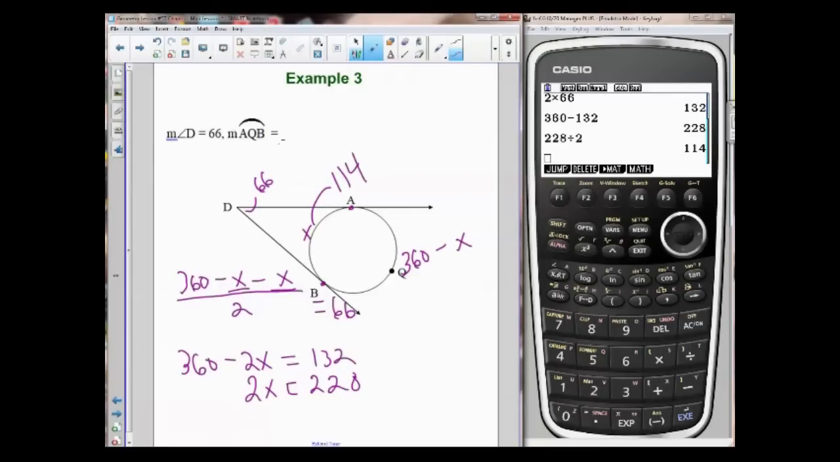And I just put 114 right here to get my big arc. So 360 minus 114, and this big arc is 246. Study this problem. This is one of my favorites. Love it. If I was writing the test, I would have one of these on there.